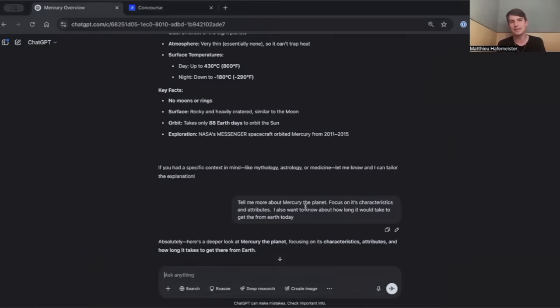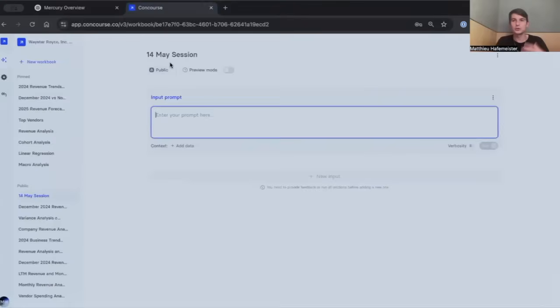So if I take this concept and apply it to finance and our workflows, that's something I can work with. If I open up Concourse, which is an AI agent that is connected to your core data sources, so your ERP, your database, your systems of record, it allows you to query and work with that data and helps you with your day-to-day tasks.